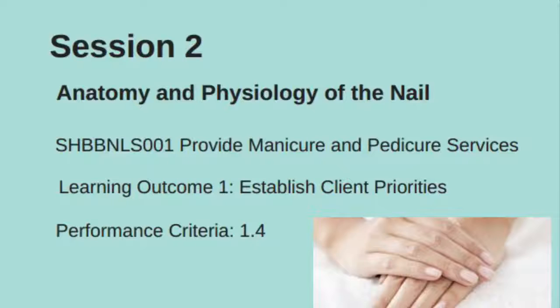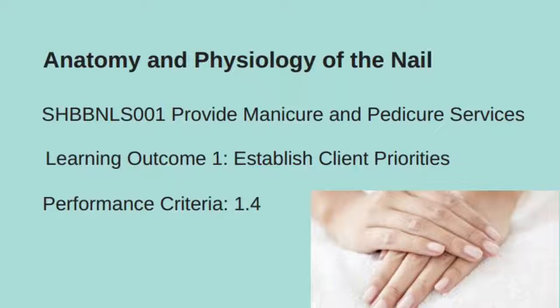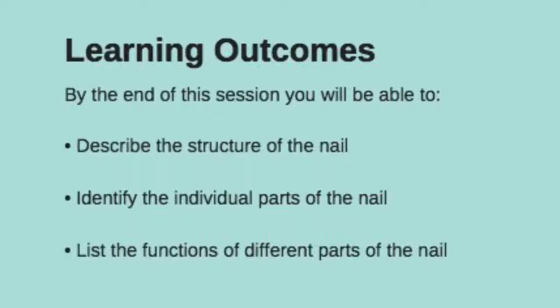It's learning outcome 1, establish client priorities, and the performance criteria 1.4. Beauty workers need to have a good understanding of nail anatomy and physiology to identify nail disorders contraindicating treatment and to design effective treatment plans. By the end of this session, you'll be able to describe the structure of the nail, identify the individual parts of the nail, and list the function of the different parts of the nail.